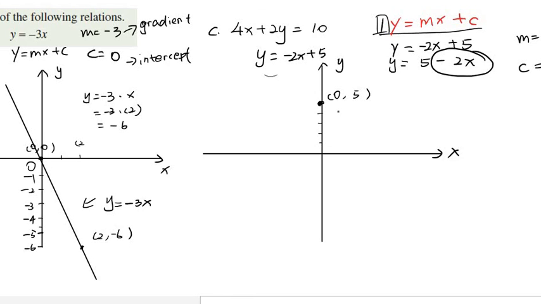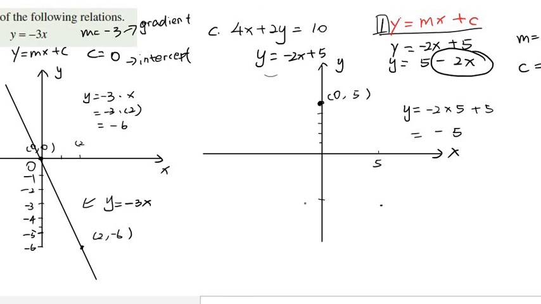After we plot the point, now we're going to assume our x value. I can assume any value. In this case, I'm going to assume that my x equals 5. So when x equals 5, what does your y equal? We put x equals 5 into the equation. You have y equals minus 2 times 5 plus 5, which is negative 10 plus 5, so it's equal to negative 5.